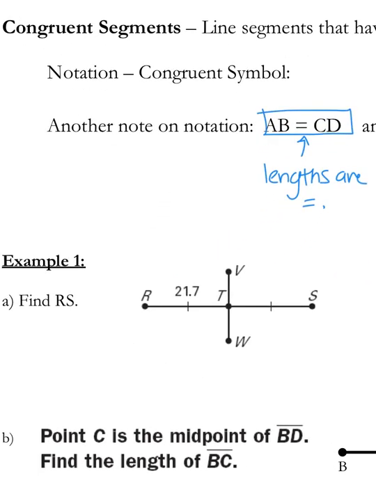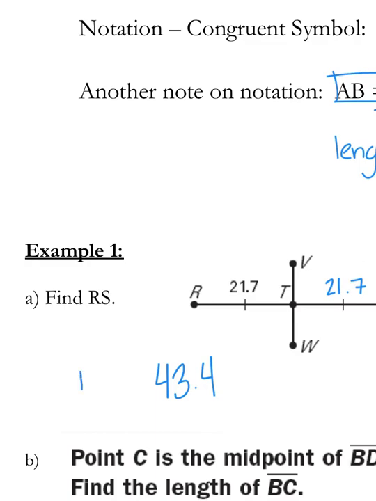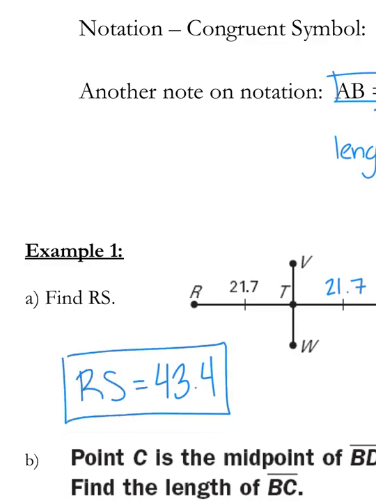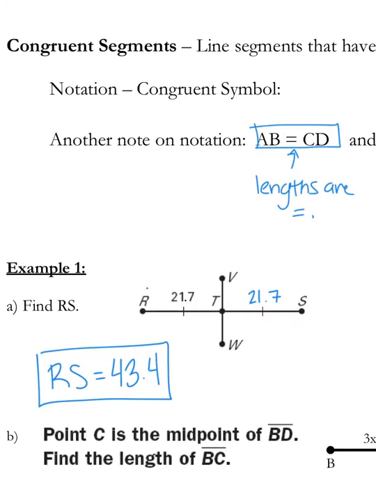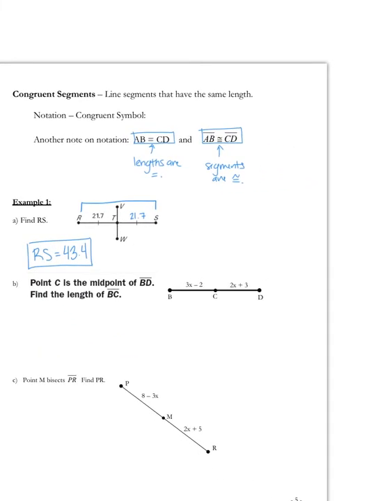Find RS. Well, these tick marks mean that they're going to be the same length. So if this is 21.7, this is also 21.7. So then it's 43.4 is RS. So all I did was add up 21.7 plus 21.7 to get this total RS. So that's what the tick marks mean.